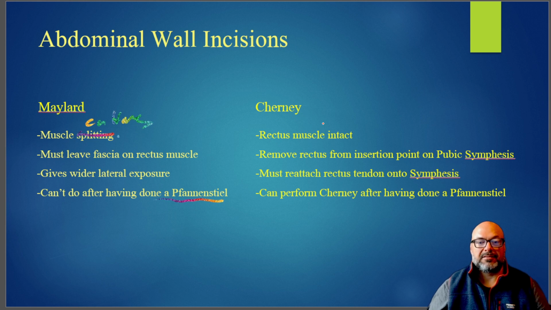With the Cherney, that's leaving the muscles intact, removing the rectus from its insertion point on the pubic symphysis. You have to reattach the tendon onto the symphysis, and you can perform a Cherney after having done a Pfannenstiel. So the main difference is there.